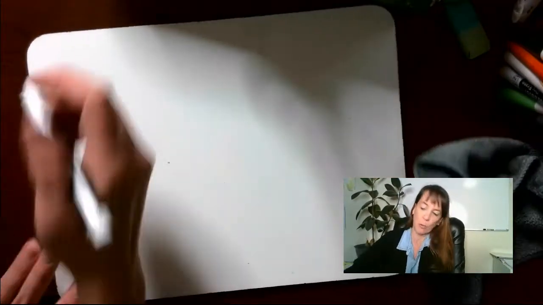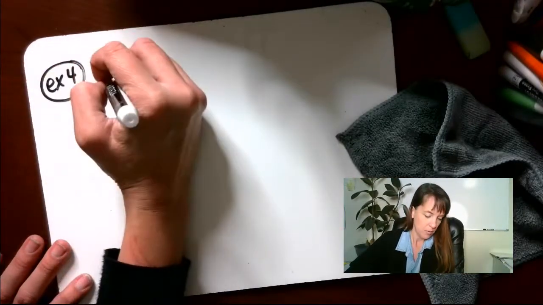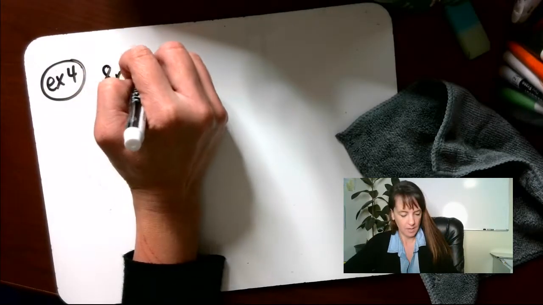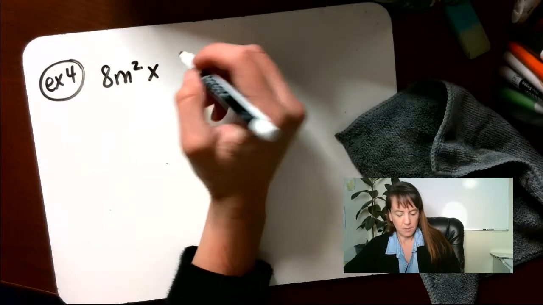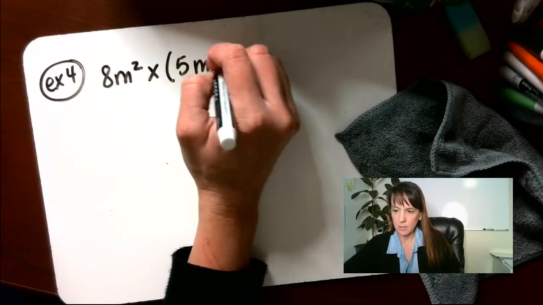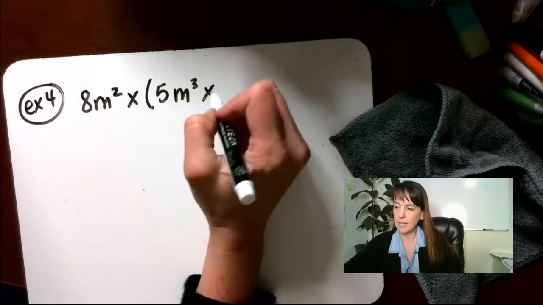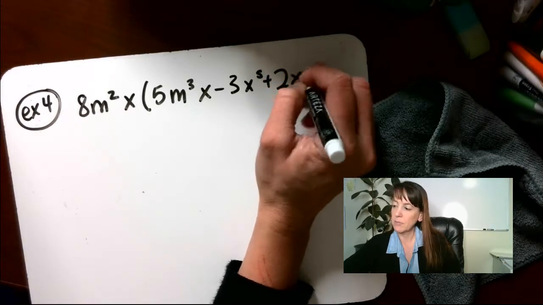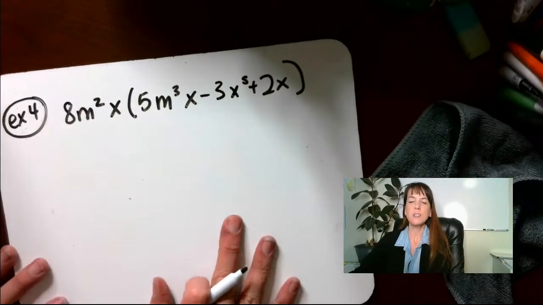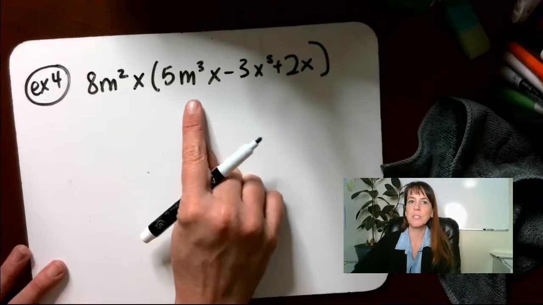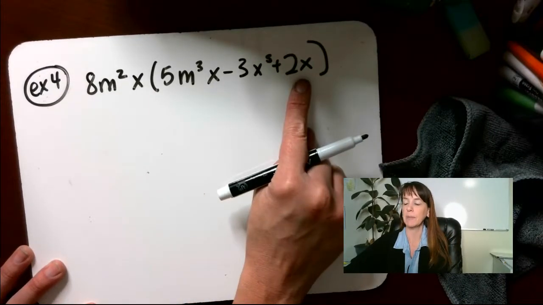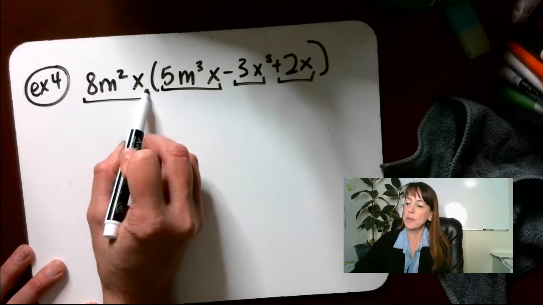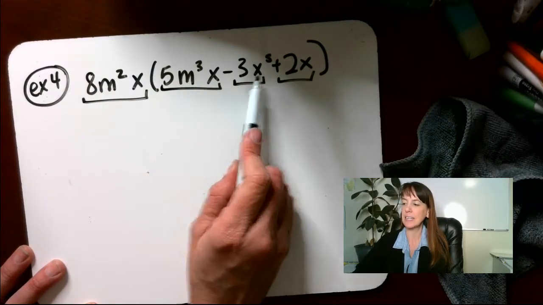Let's see about number 4. Example number 4. We've got 8m squared x, 5m to the 3rd x, minus 3x to the 5th, I should say, minus 2. Okay, here's one where within those parentheses, you'll notice that we have 3 chunks, 1, 2, and 3. That means I'm gonna underline these chunks here. We're gonna be distributing this chunk to this first one, the second one, and the third one.